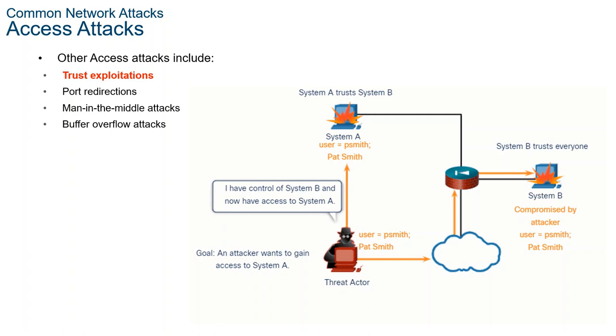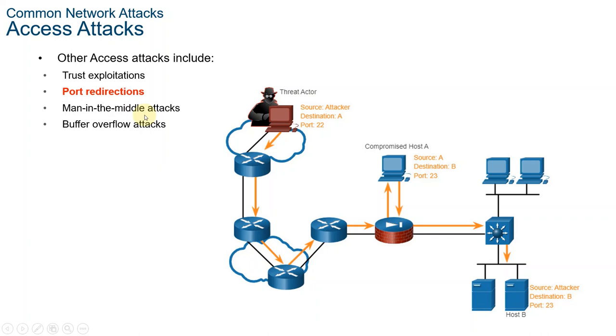Okay, so the next one would be port exploitation. In a port redirection attack, a threat actor uses a compromised system as a base for attacks against other targets. The example in the figure shows a threat actor using SSH, the secure shell, port 22, to connect to the compromised host A. Now host A is trusted by host B, and therefore the threat actor can use Telnet port 23 to access it. So we call it port redirection.